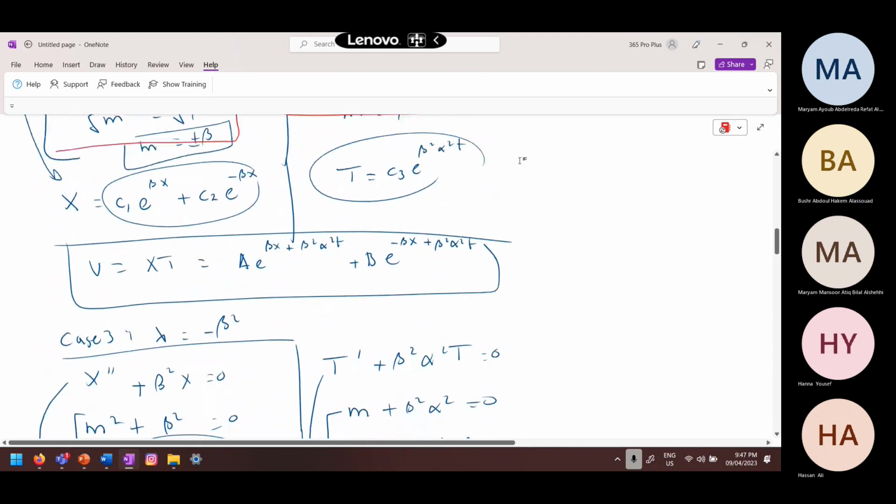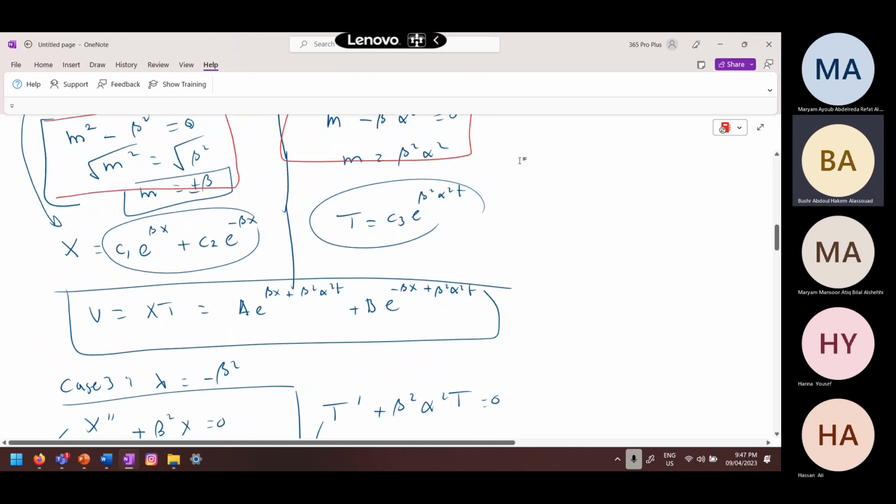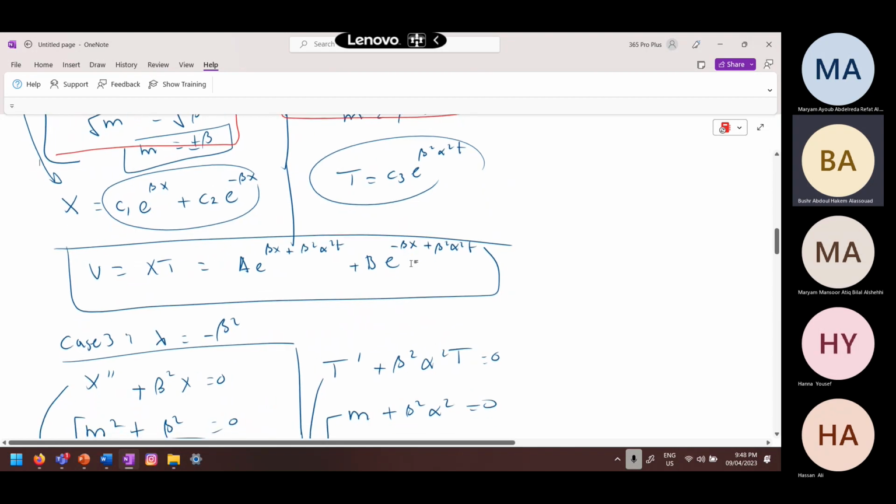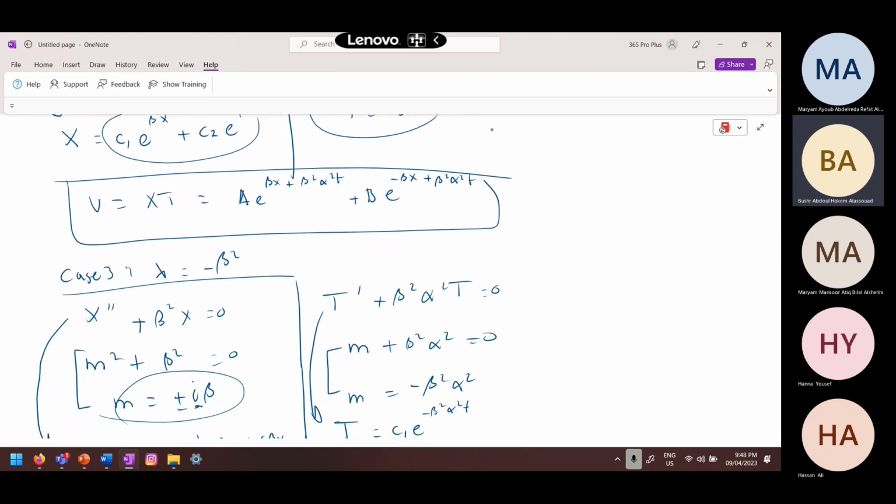Now after finding the solution for both variables x and t, we'll just multiply them. Multiplying them, you just sum the exponents, since we have the same base for both equations. You'll find the summation of the exponents, the number which is on top here. This is called an exponent.